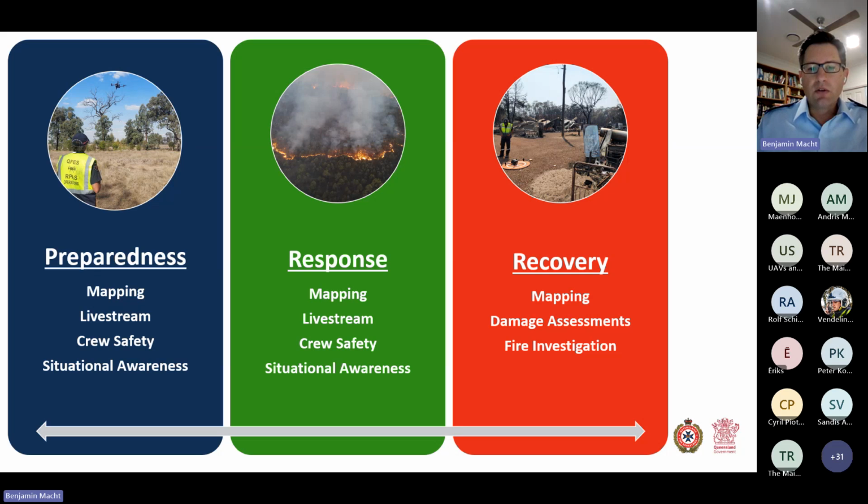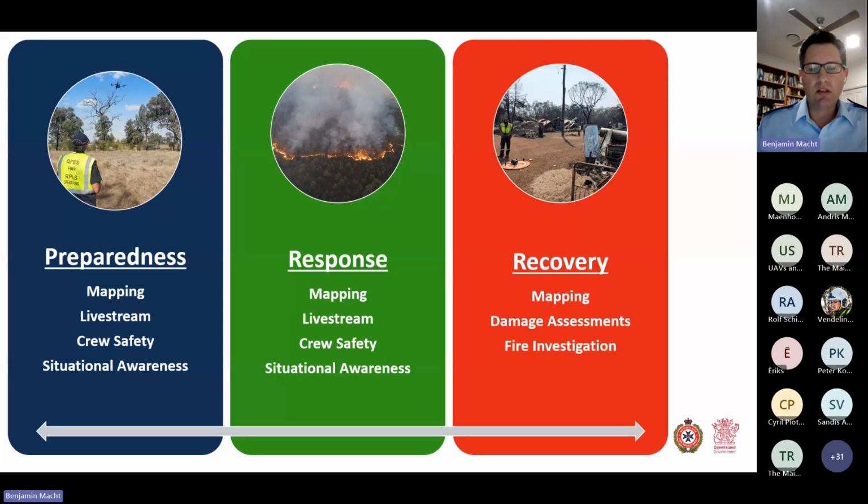Once the fire is sort of extinguished, we are finished with the response phase. We're going into the recovery phase, and drones are getting used in that phase as well for mapping the aftermath, mapping damage, doing damage assessments on A, the vegetation, but B, also if we have any structural loss, any houses, anything that has been impacted by fire.